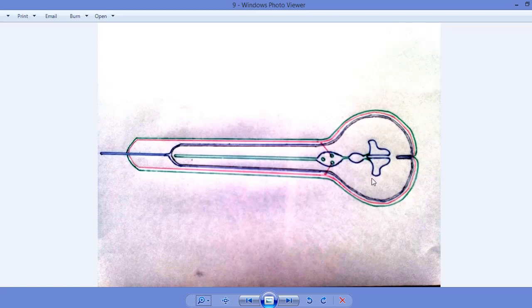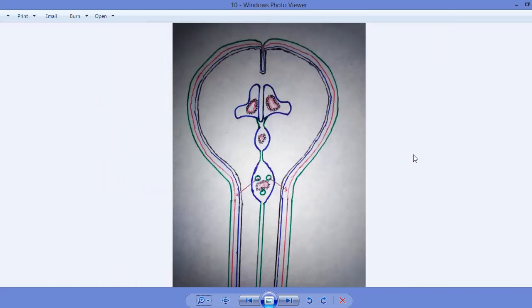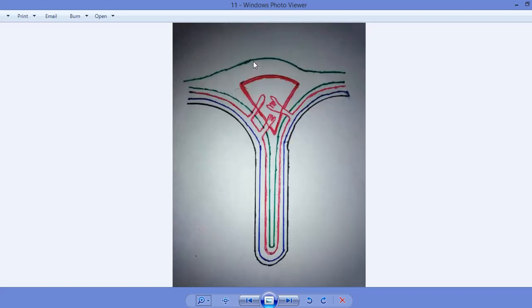It also goes to this area. This is a very important area. It also goes to this area, to the falx cerebri, and while going there the cerebrospinal fluid is absorbed into the venous return. The cerebrospinal fluid is absorbed into the superior sagittal sinus.